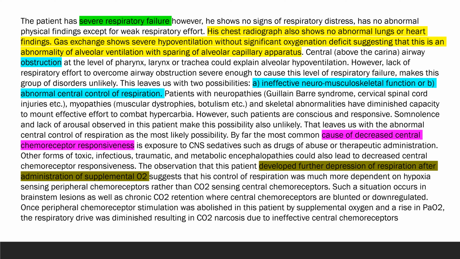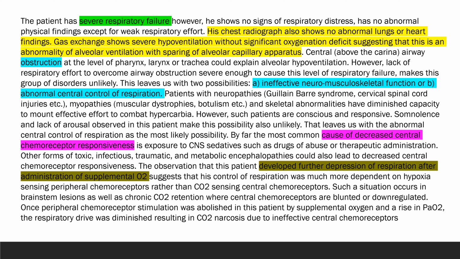So, the patient here has severe respiratory failure. Why I've highlighted it green is because there are two kinds of respiratory failures. We'll be discussing them in the further slides. The patient here has severe respiratory failure. However, he shows no signs of respiratory distress. There is no particular physical finding except for weak respiratory effort. Even his chest radiograph and the heart findings are normal.